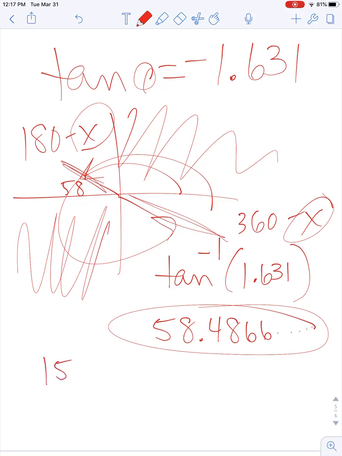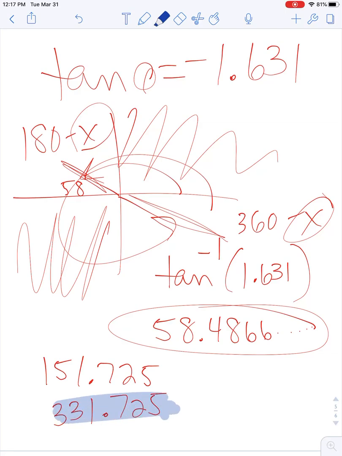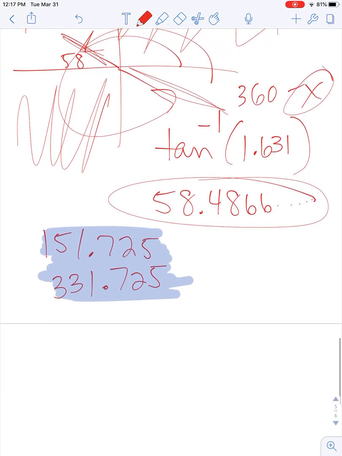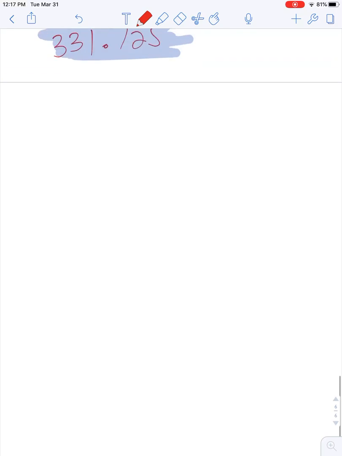So our second quadrant answer is 151.725. I'm rounding it to 3 decimal places. Fourth quadrant answer is 331.725. Where's everybody else? Always two answers. Most common mistake is people forget about the two answers.